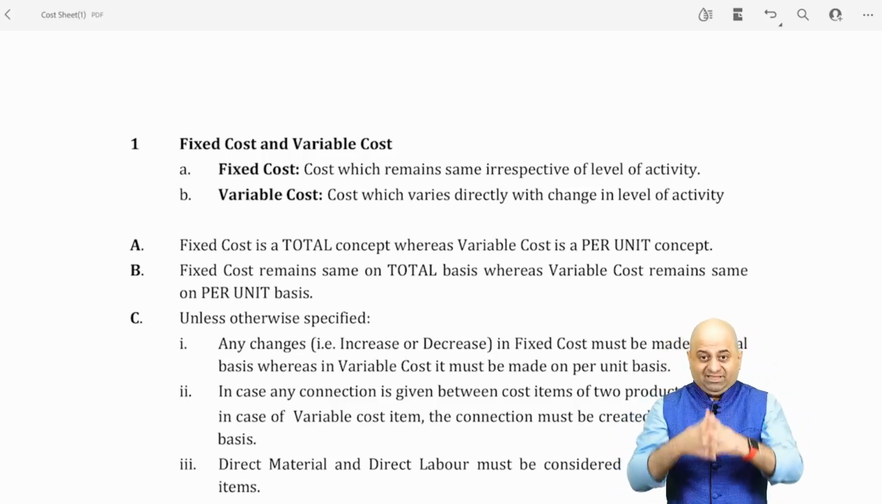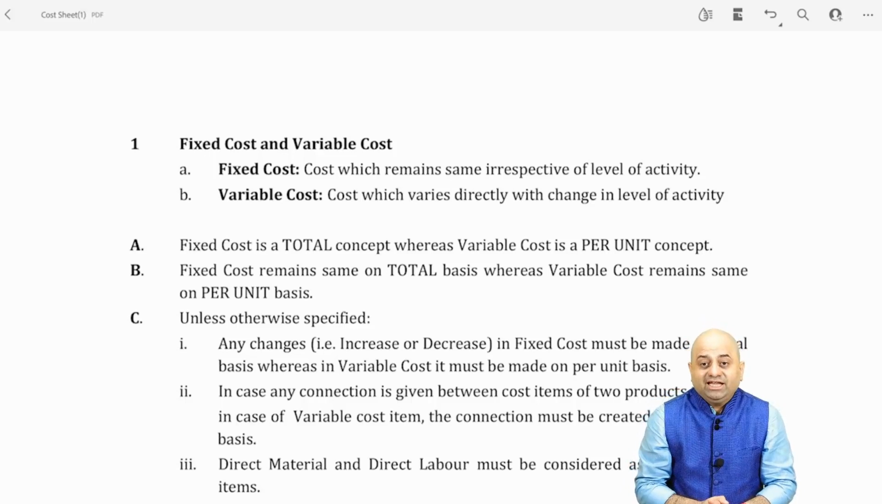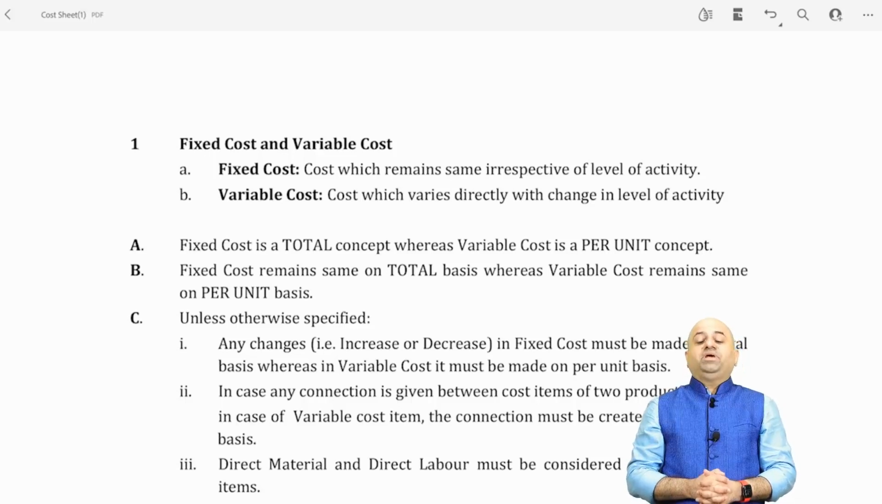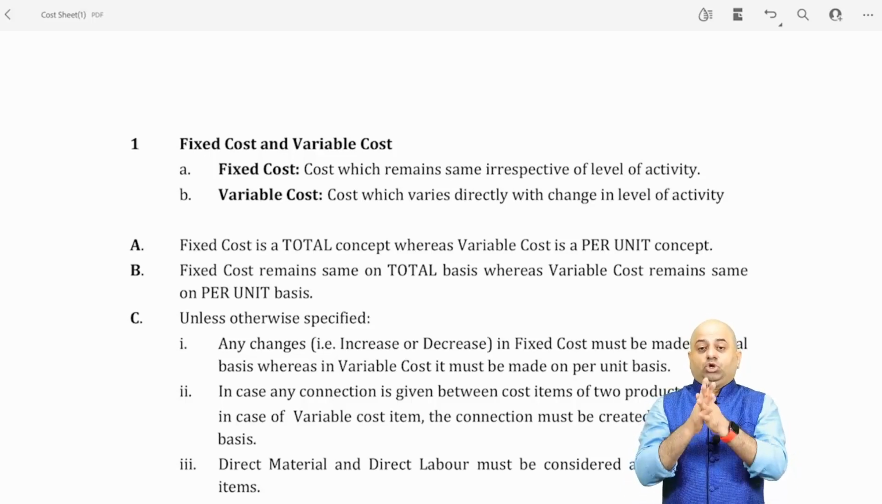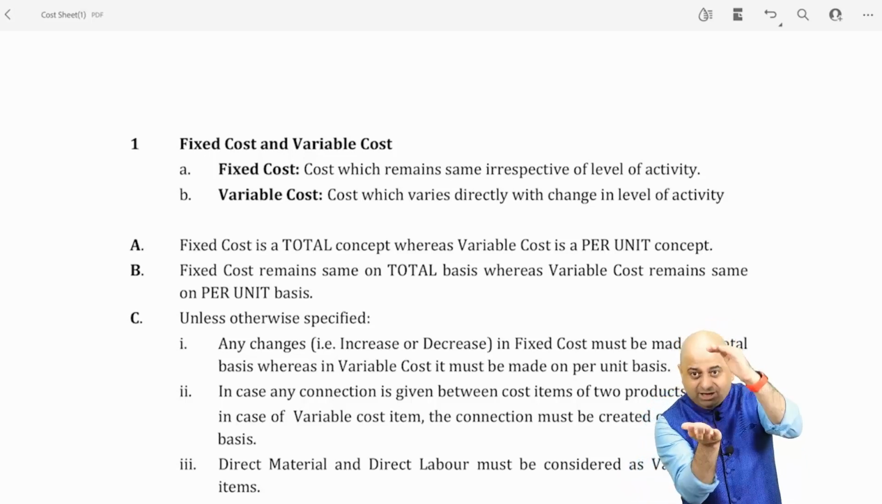And after that, last point for this particular part, direct material and direct labor should be considered as items of variable cost only. That is one part of classification.